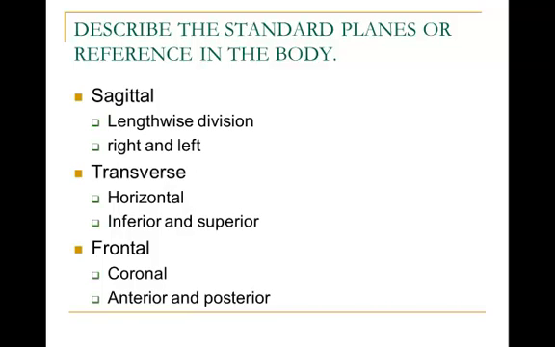As well, we look at various transections through the body, or what we call planes. And there's three that we talk about. Sagittal, which divides the body into right and left. It's not always equal. Transverse, which is upper and lower, or inferior and superior. So it goes across the body. And frontal, which divides the body into anterior and posterior.